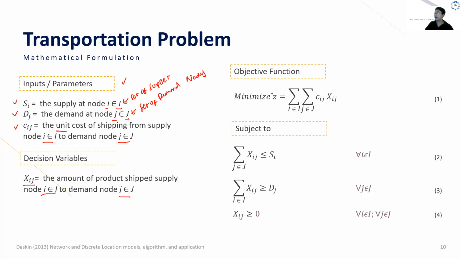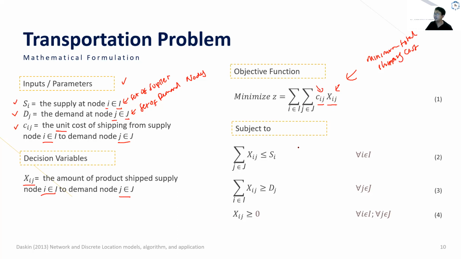So that the total cost can be represented by the sum of the cost multiplied by how many units we are shipping from a particular supplier node I to the customer node J, X_ij. And when we total this, we will have the minimum total shipping cost, right? Because this is the amount of product and this is the shipping cost for each product.